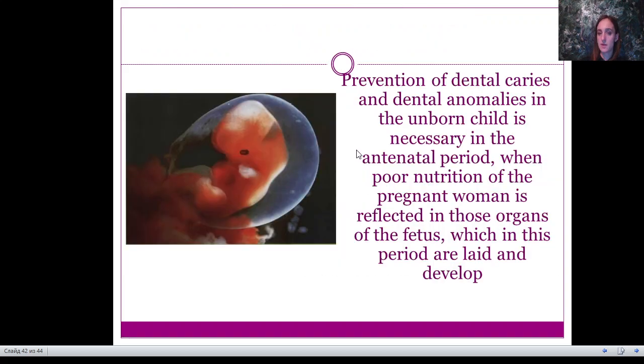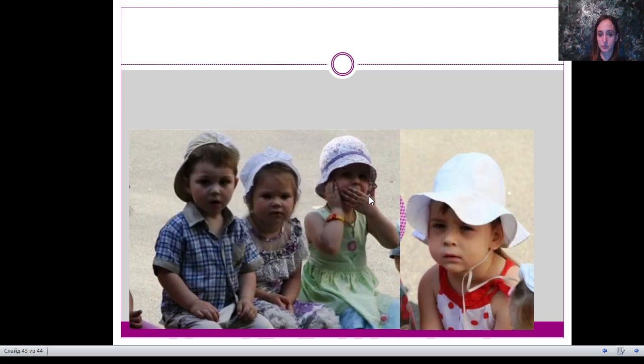Prevention of dental caries and dental anomalies in the unborn child is necessarily in the antenatal period, when pregnant women have, for example, poor nutrition, and this is reflected in those organs of the fetus which at this period are laid and develop. And we have another part of our lecture.